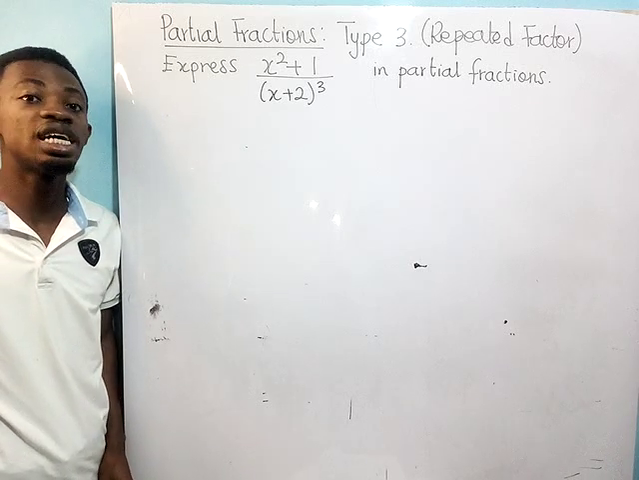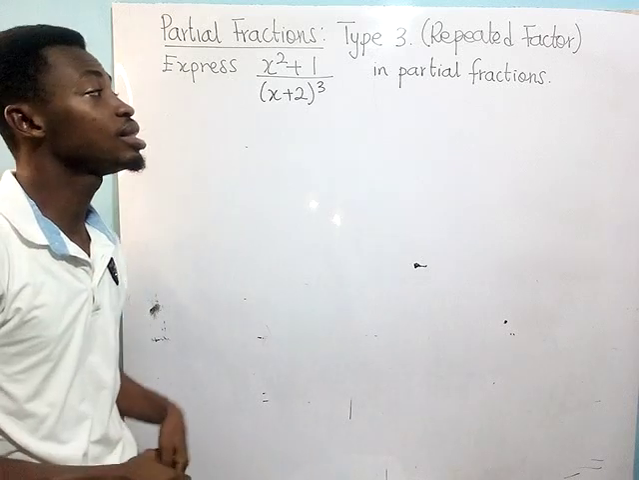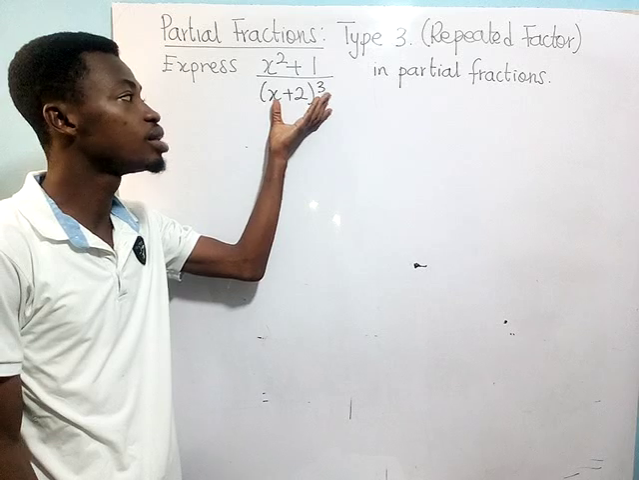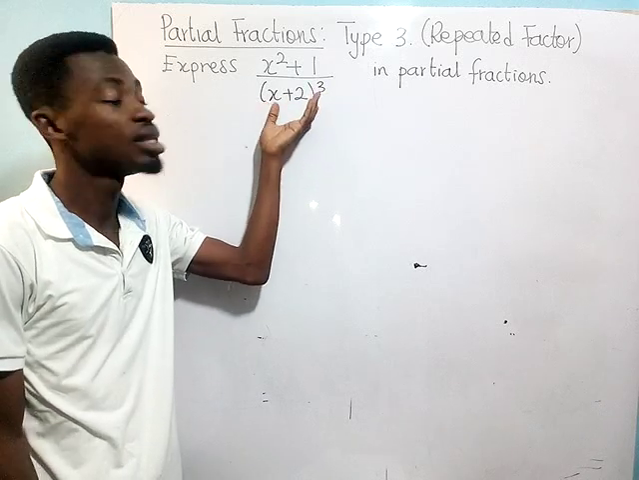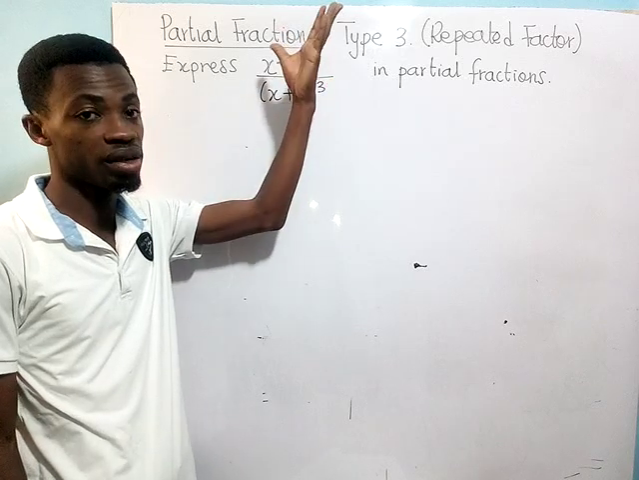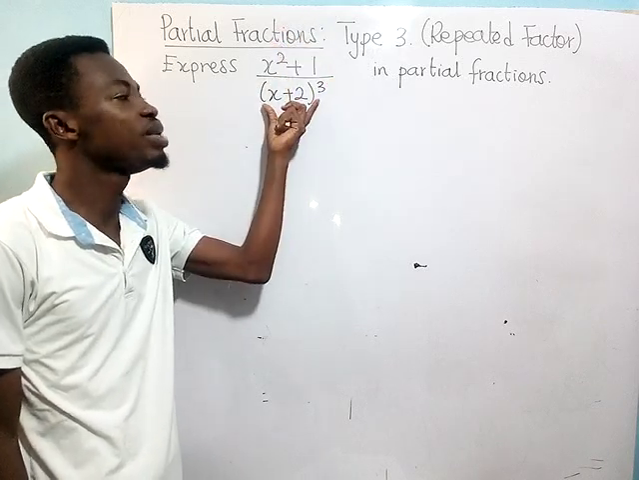Our focus is on the third type. Now with the third type, we have a repeated factor as the denominator. So here you can see that we have (x + 2) to the power 3. So now how do we deal with this?